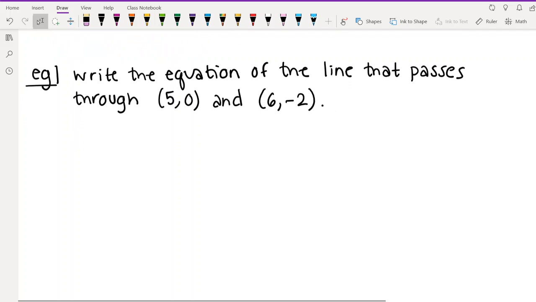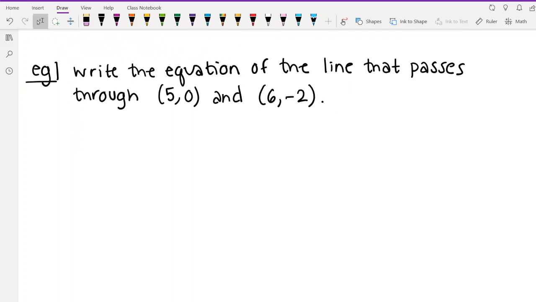Okay, so in order to use point slope form, we do need to know the slope, right? And so how can we find the slope if we're not given it? Well, we are given 2 points, right? And so we know that we're able to find the slope from 2 points. And so the slope is going to be equal to the change in the y coordinates divided by the change in the x coordinates.